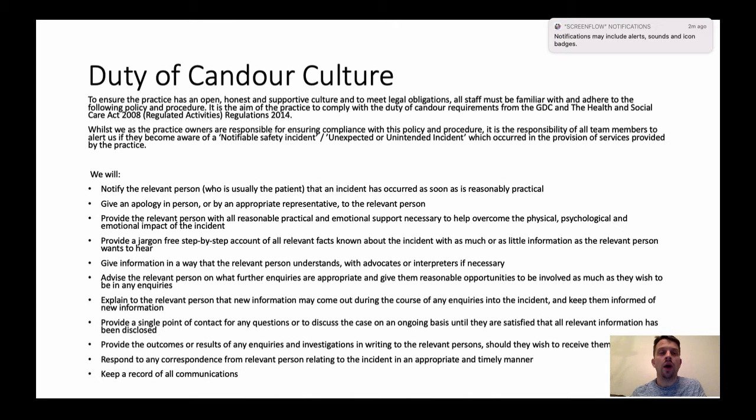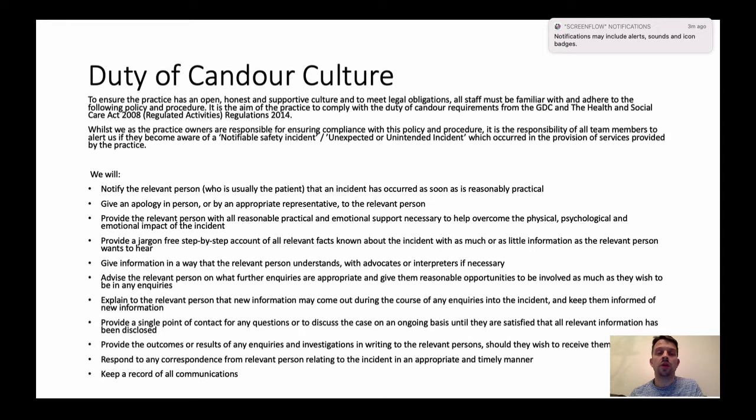Now, duty of candour is all about being open, honest and supportive with a patient. Not every treatment will always go as intended. If that is the case, we need to notify the relevant person, who is usually the patient, that something has occurred, and we do that as soon as we possibly can. We need to give an apology in person. We need to provide the relevant person with all the reasonable practical and emotional support necessary to help overcome the physical, psychological and emotional impact of an incident.